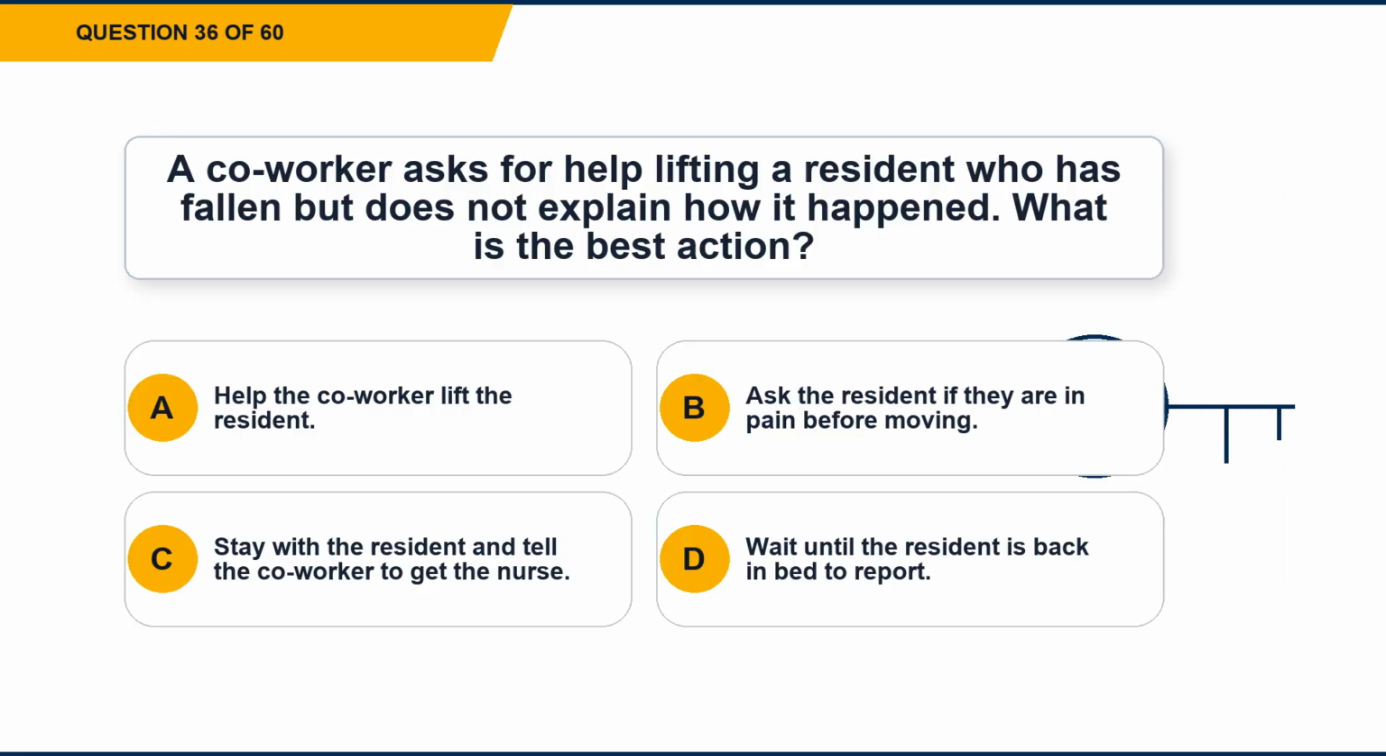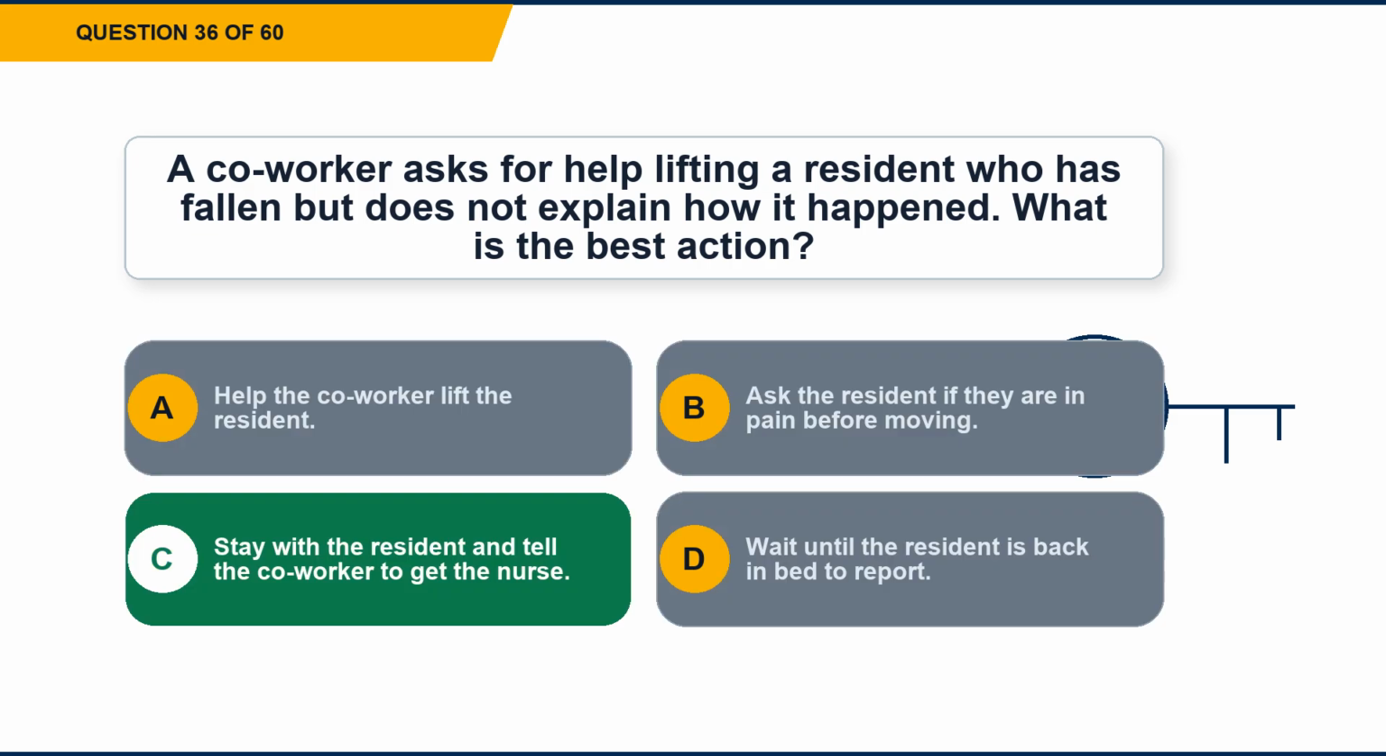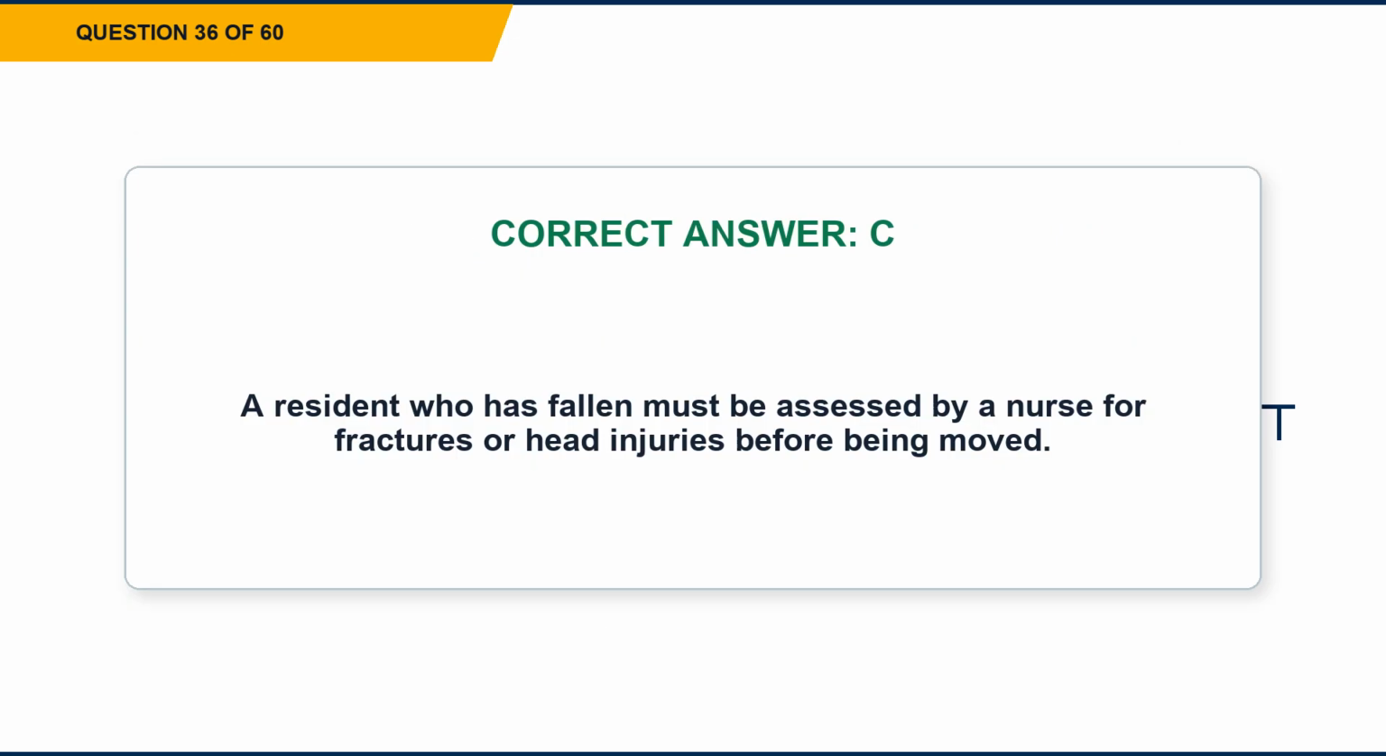microorganisms. Question 36. A coworker asks for help lifting a resident who has fallen but does not explain how it happened. What is the best action? Option A, help the coworker lift the resident. Option B, ask the resident if they are in pain before moving. Option C, stay with the resident and tell the coworker to get the nurse. Option D, wait until the resident is back in bed to report. The correct answer is option C, stay with the resident and tell the coworker to get the nurse. Explanation. A resident who has fallen must be assessed by a nurse for fractures or head injuries before being moved.